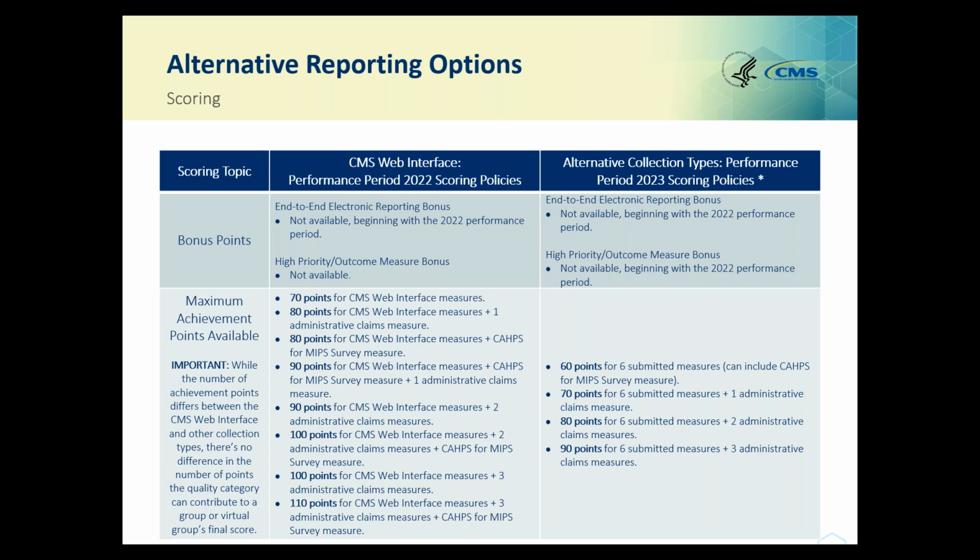So 60 points for 6 submitted measures, which can include a CAHPS or MIPS survey measure, 70 points for 6 submitted measures plus 1 administrative claims measure, 80 points for 6 submitted measures plus 2 administrative claims measures, 90 points for 6 submitted measures plus 3 administrative claims measures. Next slide, please.